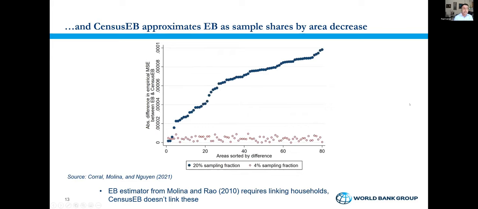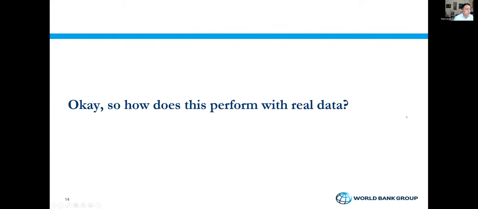Now, another interesting aspect is that the census EB approximates EB's noise as the sample shares by the areas decrease. And this is something that Molina had noticed. And so the figure shows the difference in mean squared error between EB and census EB under a 20 and a 4% sampling fraction, right, by area. Note that this is considerably larger than the sampling fractions of most surveys we work with. And what we can see here is that under the 4% sampling fraction, the difference in the mean squared error of the EB and census EB is nearly zero, right? And this is what you want, okay? So overall, the updates were quite good. They accomplished what we were after.